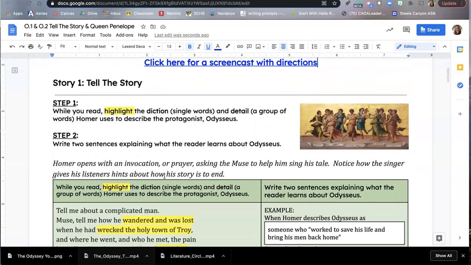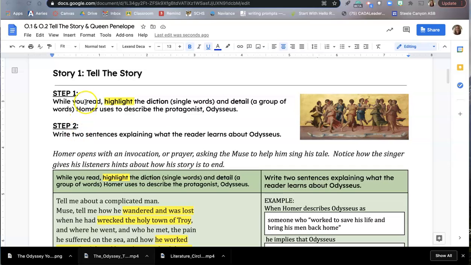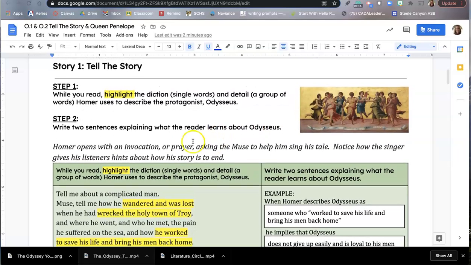Your directions for step one is that while you read, you are going to highlight the diction, or single words, and detail, which is a group of words, that Homer uses to describe the protagonist Odysseus. And then step two is to write 2 sentences explaining what the reader learns about Odysseus. So let's show you what I have practiced, what I've created so far.